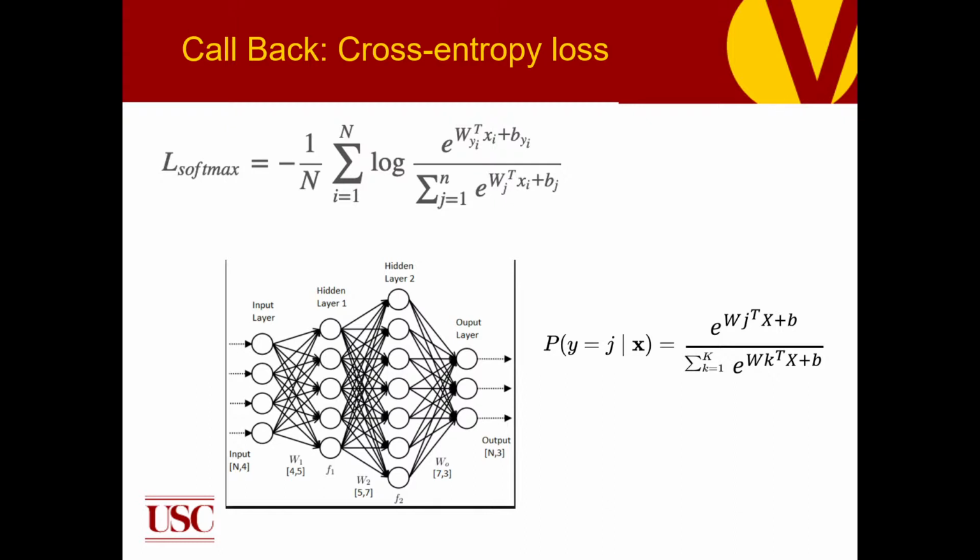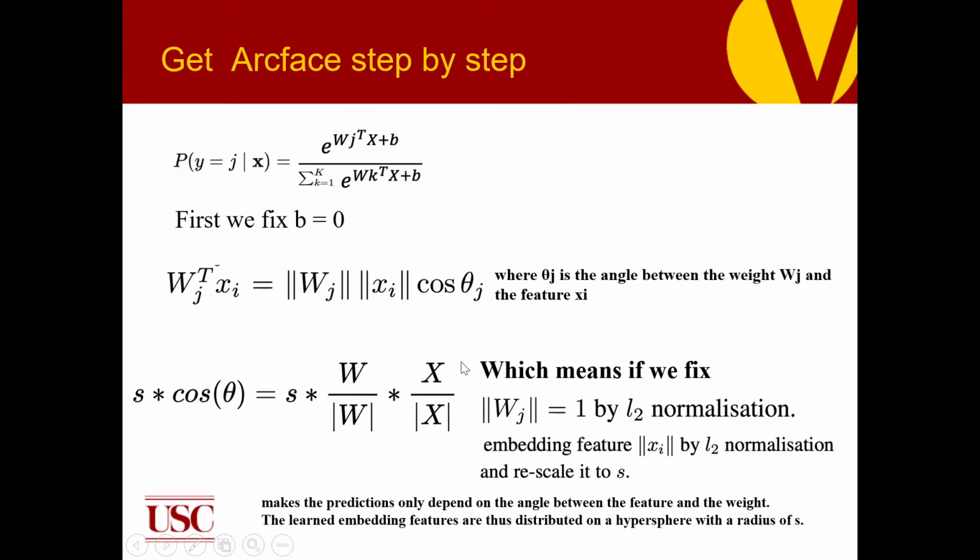First, let's recall our commonly used cross entropy loss with the softmax function. In this figure, we can see the cross entropy loss, and this is the softmax function. W here is the weight between the second-to-last layer and the last layer, and X is the second-to-last layer's output. So W transpose X plus B is the last layer's output, and we use the softmax function to map the output to probabilities.